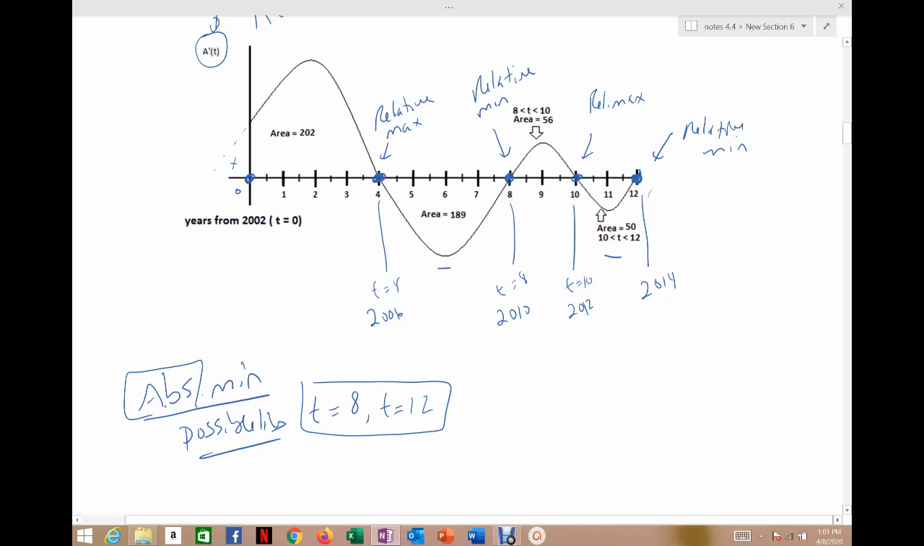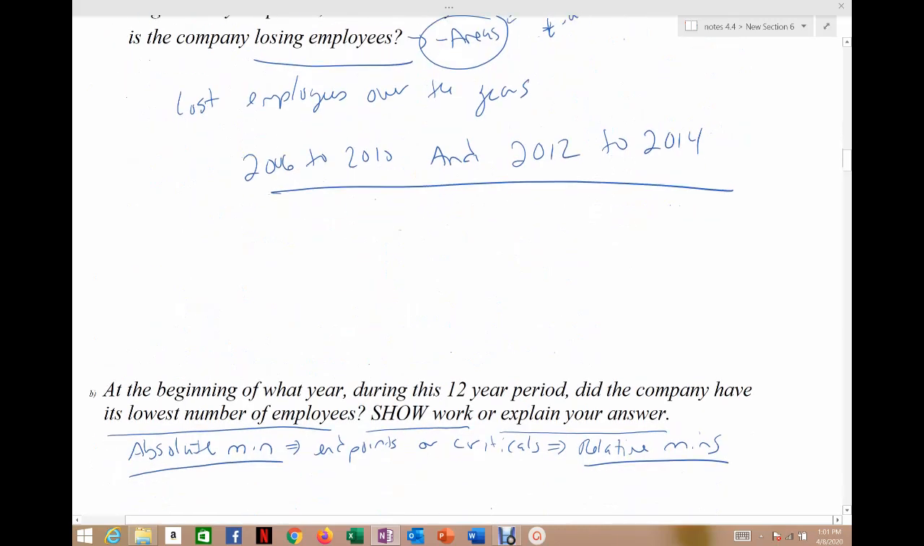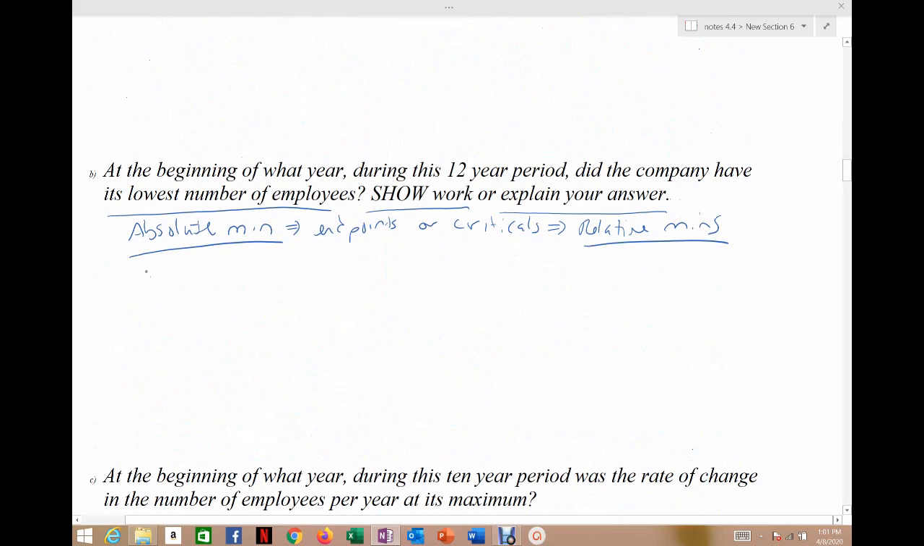And so what we do is, well, we find the net change. So I'm going to go write that down. That's going to be part of my explain. All right, so my possibilities are at the relative minimum time 8 or the endpoint time 12. Both of them are minimums because they're following a loss, laying people off. I have to figure out which one's the most minimum.